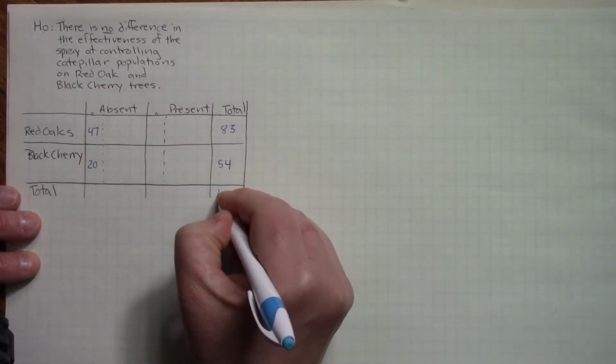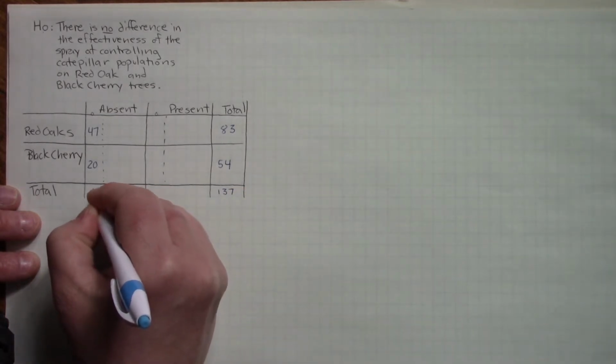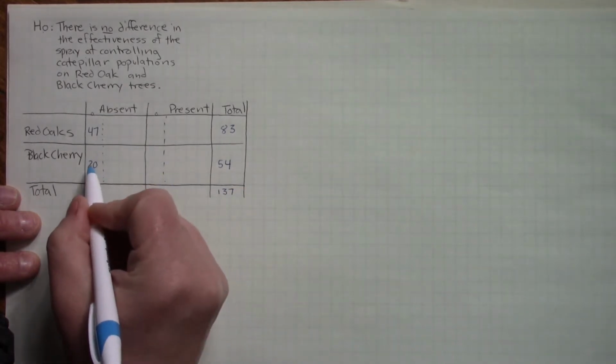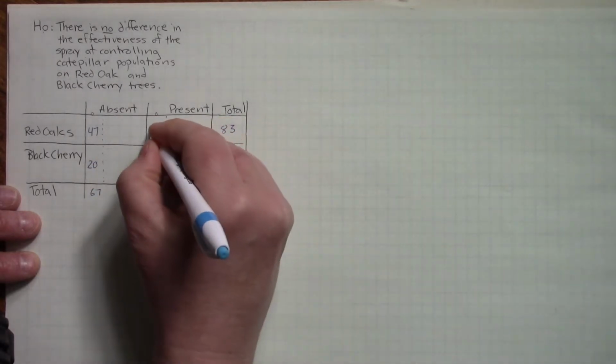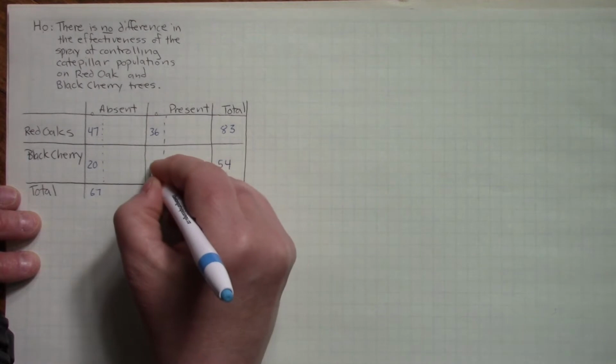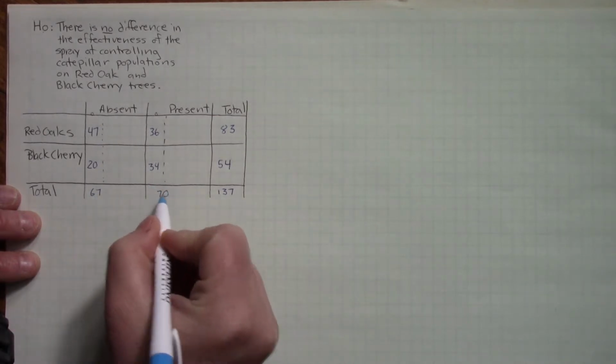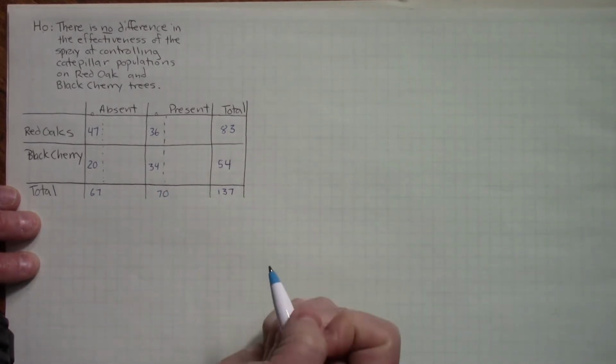This means we have 137 trees total, and 67 of them are missing caterpillars. So we can fill in the rest, where we have 36 trees with caterpillars that are oaks and 34 that are cherries, which comes to 70. So 67 and 70 equals 137. I always like to double check my math.